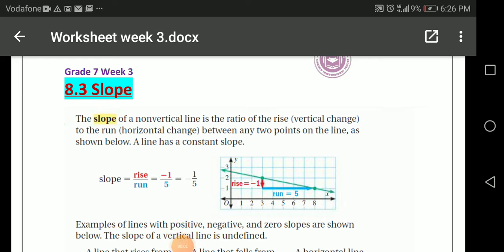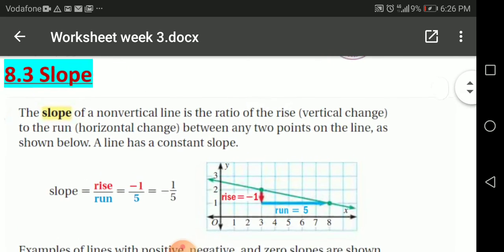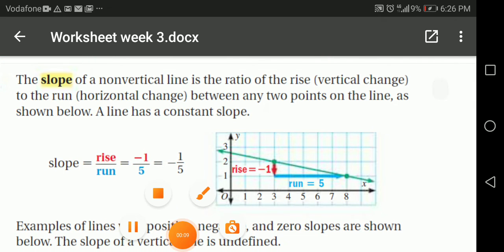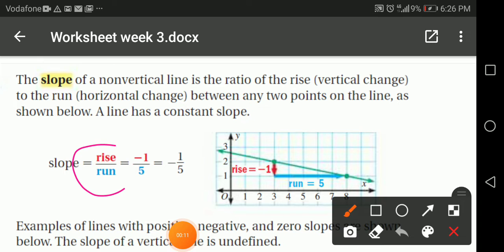I hope you're fine. Today we're going to talk about a new lesson. It's called slope. When we talk about slope, it has a rule. What's the rule of the slope? Here we have to memorize this very well. It's rise over run.